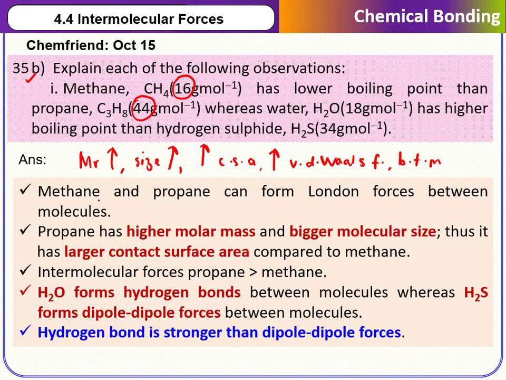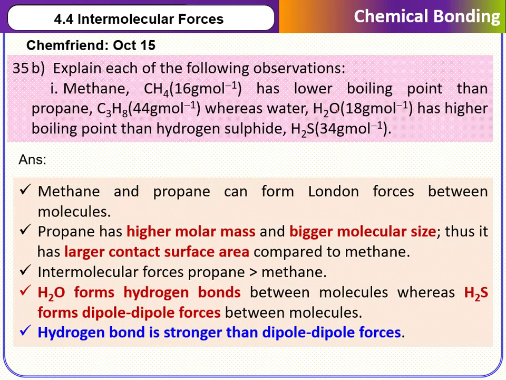So what you do is state that both methane and propane can form London forces. Why London forces? Because they are both non-polar molecules, of which propane has higher molar mass with bigger molecular size. Thus, it has a larger contact surface area compared to methane. As a result, the intermolecular forces of propane are stronger than methane.